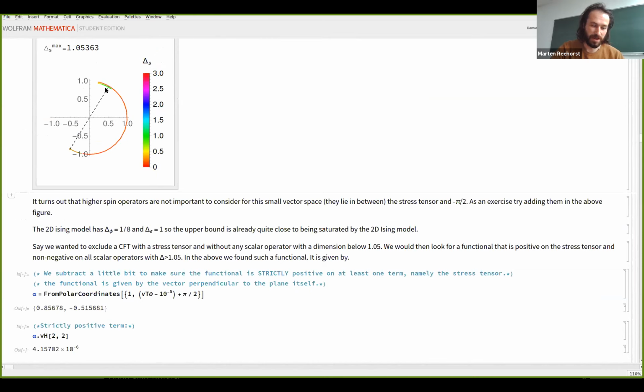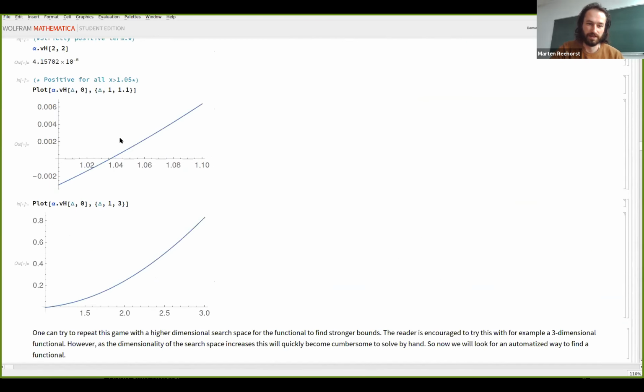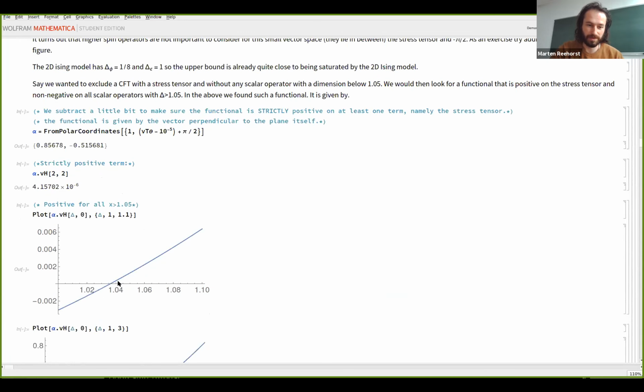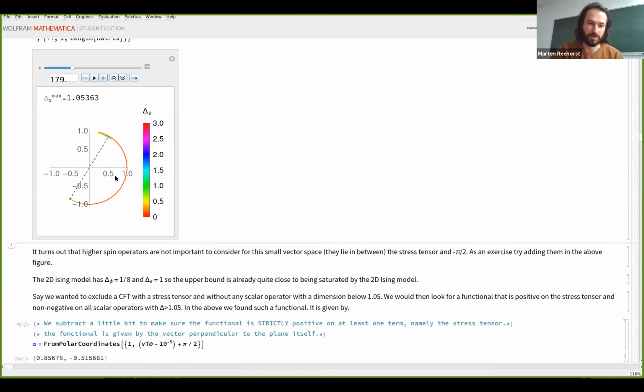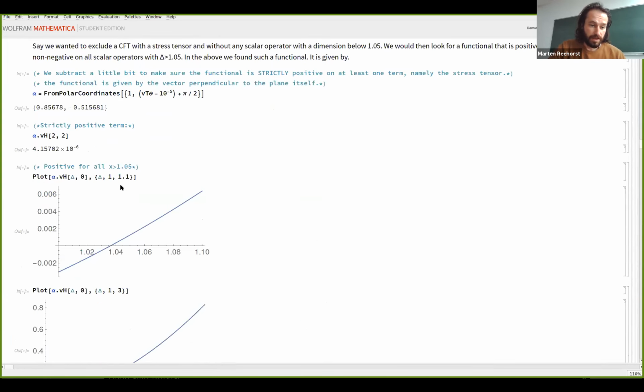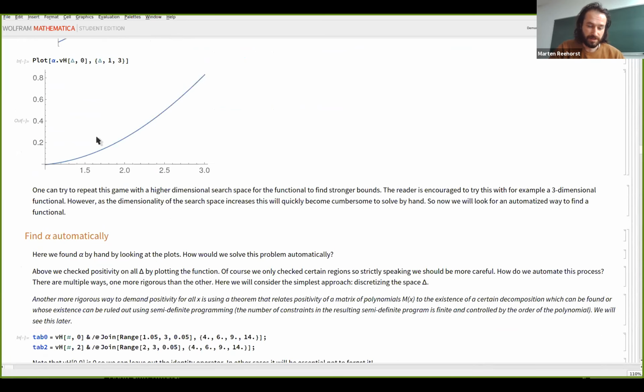You get this bound and you can see that this separating plane, which you can basically take as the position of the outmost operator, which is the stress tensor, that will define that it is positive above some gap, and that we can exclude that there has to be an operator beneath that gap, so in this area. So you can verify that indeed that is the case.